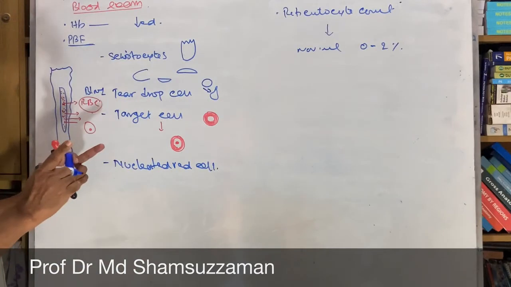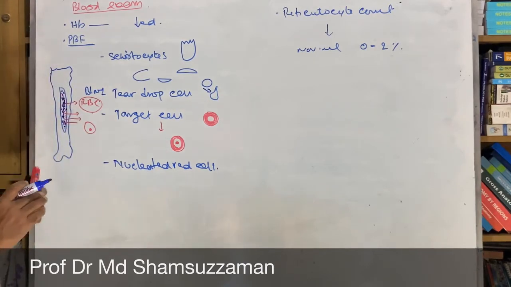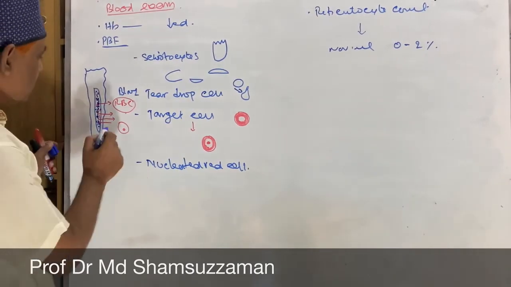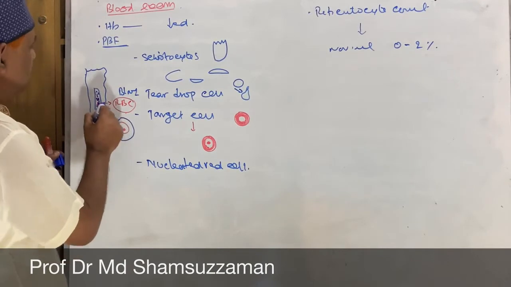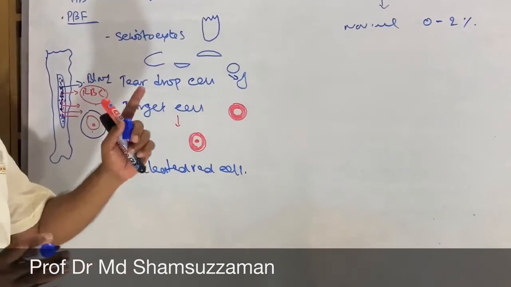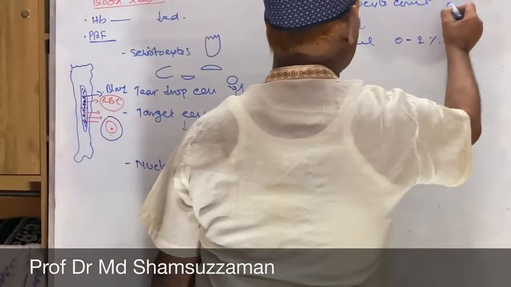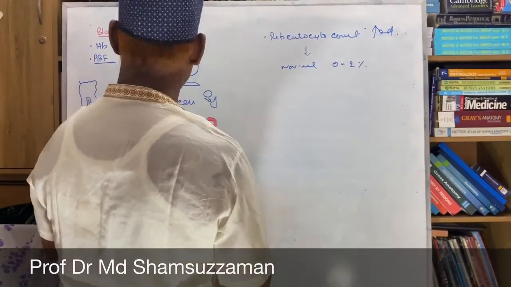So in hemolytic anemia, there is rapid production of RBC from the bone marrow. Due to rapid production, as nucleated red cells come out, along with the nucleated cells, reticulocytes will come out from the bone marrow into the blood. So in hemolytic anemia, reticulocyte count is increased. This is the blood examination.